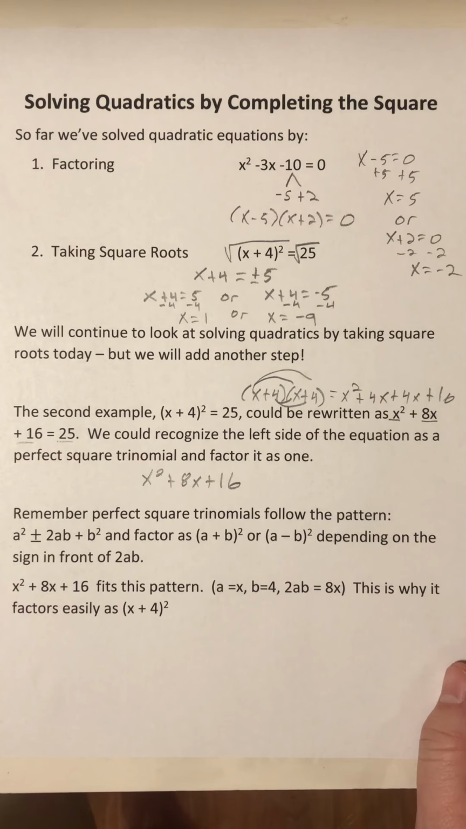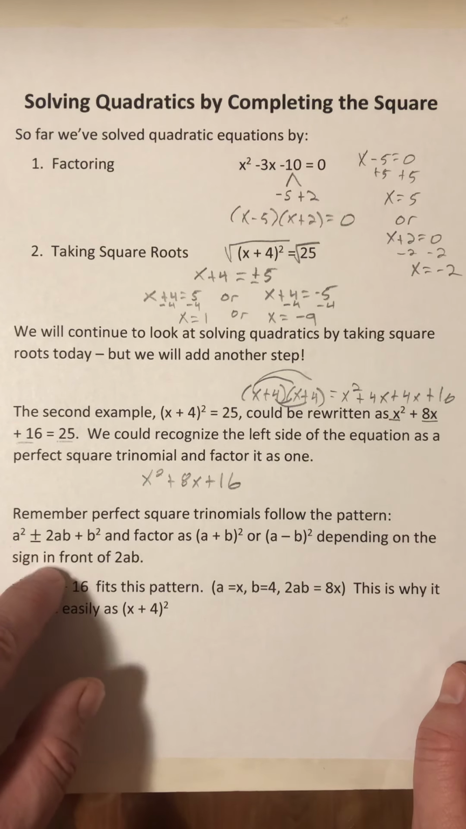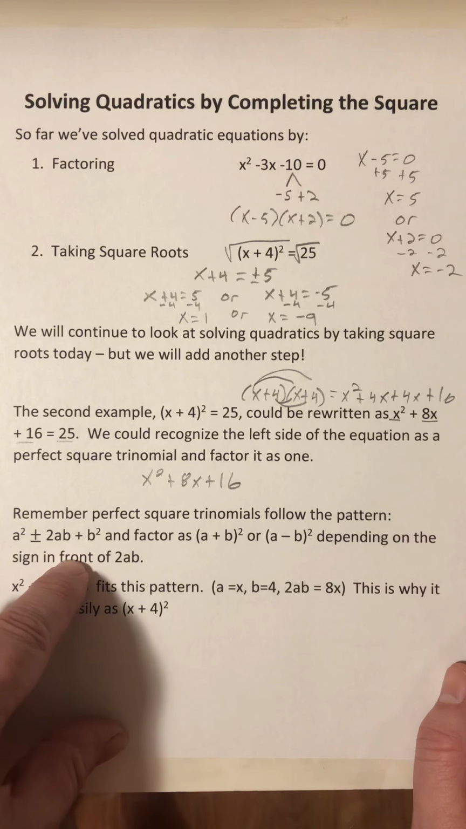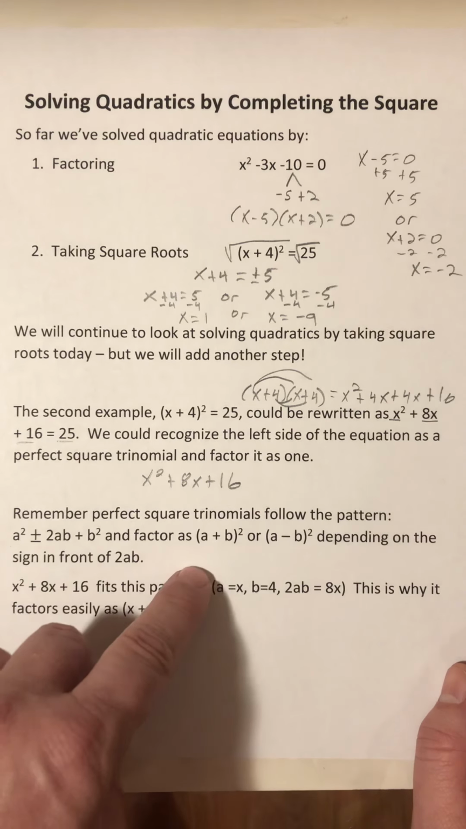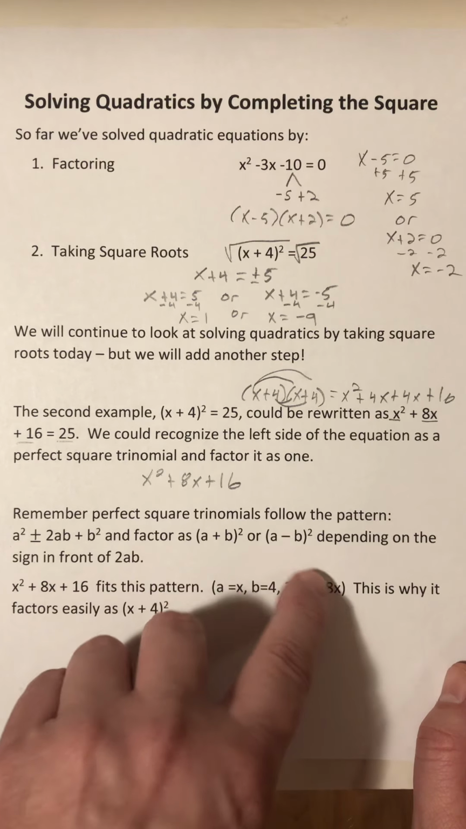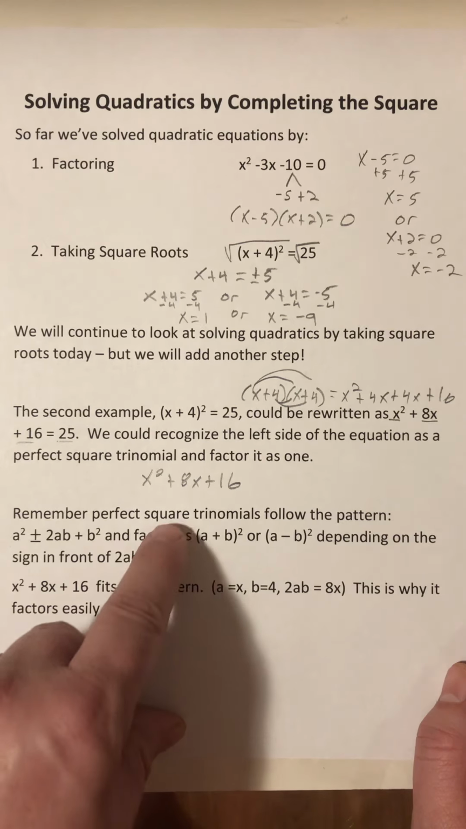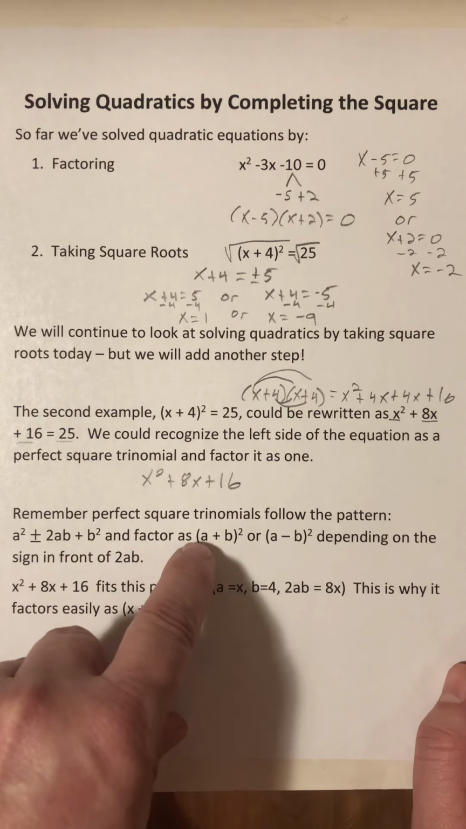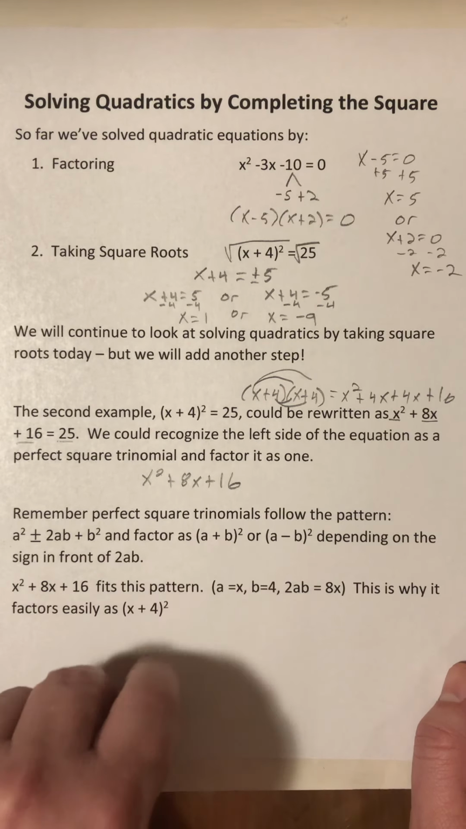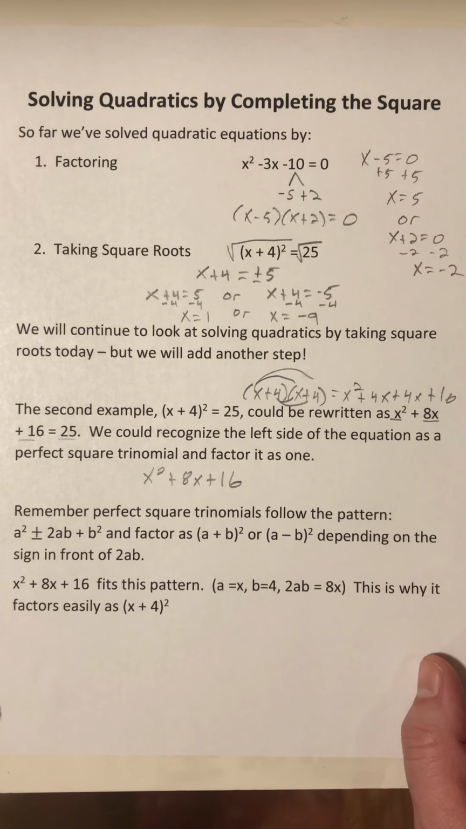Okay? Remember, the perfect square trinomial follows a pattern a squared plus 2ab plus b squared. And that's going to factor as a plus b squared or a minus b squared, depending on the sign in front of 2ab. All right, so here you've got a plus here, so it's going to factor as a plus b squared. So yes, x squared plus 8x plus 16 fits that pattern.